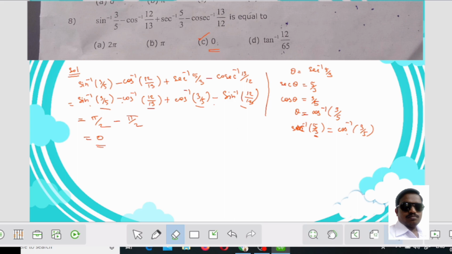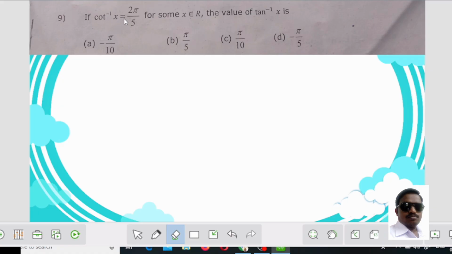Now we go for the next problem. Cot inverse x equal to 2 pi by 5 for some x belongs to R. The value of tan inverse x is what? They are asking you to find tan inverse x. Solution. Write the given statement: cot inverse x equal to 2 pi by 5. So x equal to cot 2 pi by 5.